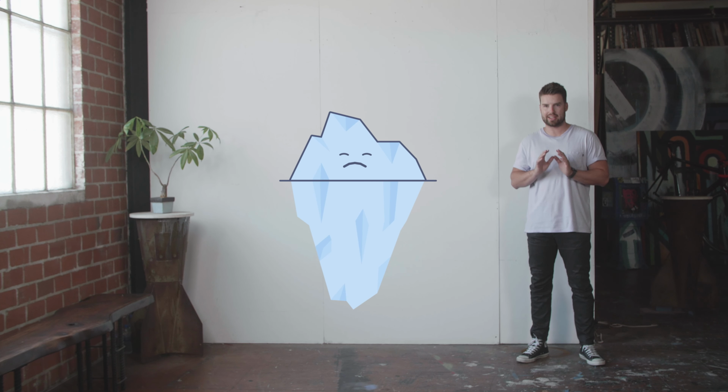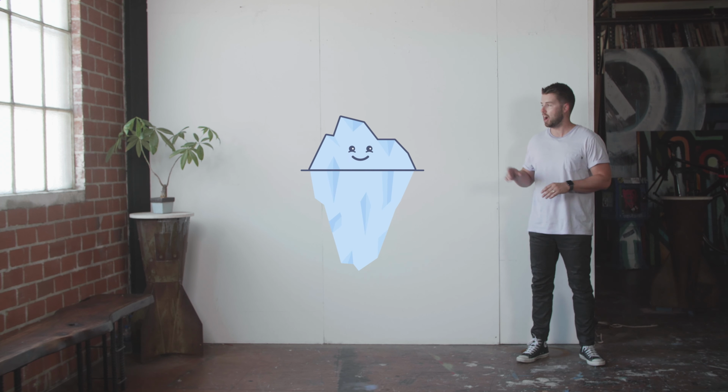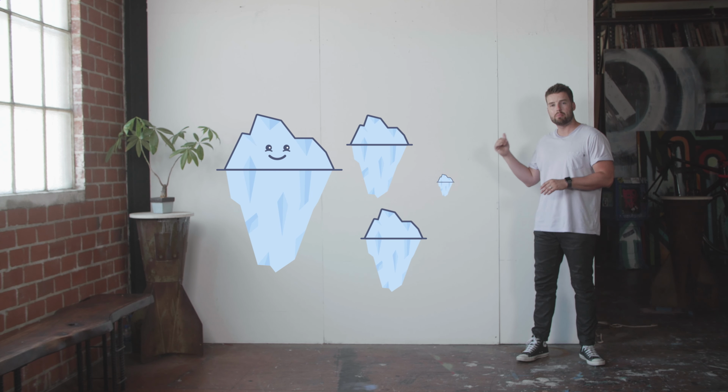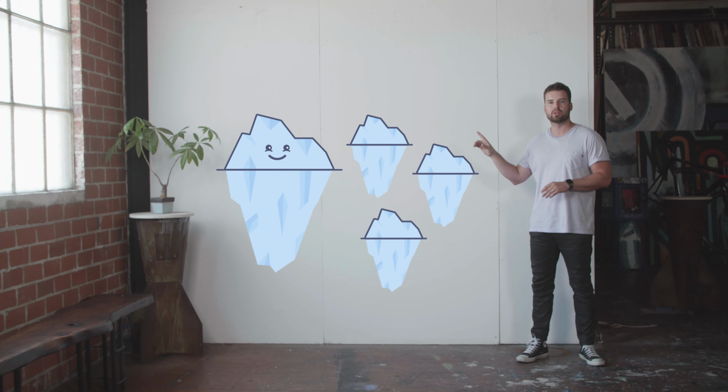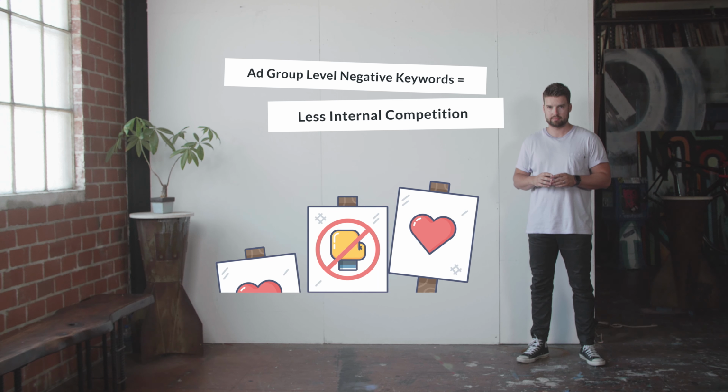So if you want to actually minimize the iceberg effect in your account, you want to take advantage of something we call single keyword ad groups. It basically means that you take out the search terms that you see that don't match your keyword, and you create a new single keyword ad group from it. And again, make sure you're using ad group level negative keywords to exclude the internal competition.